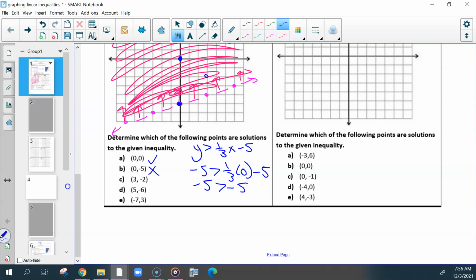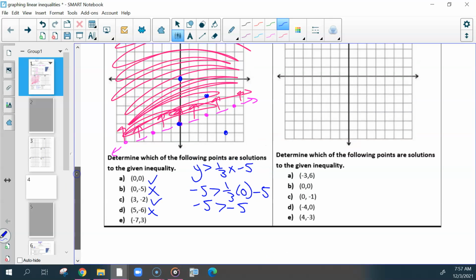3, -2, is that a solution? Yes. 5, -6. No. And -7, 6, 7, 3. Yes. If it falls in the area, it is. If it doesn't, it's not. Sometimes, depending on how you shade or what colors you shade with, it's hard to see your points if you draw them.